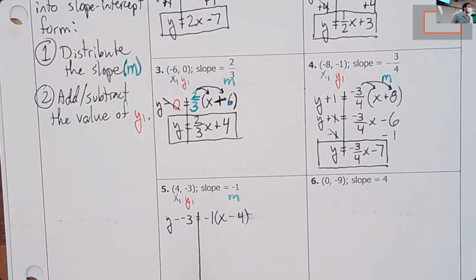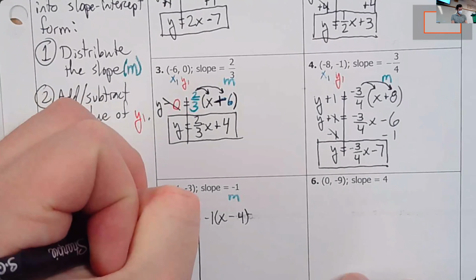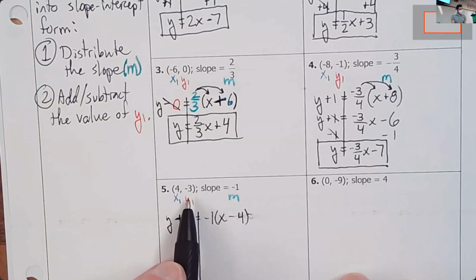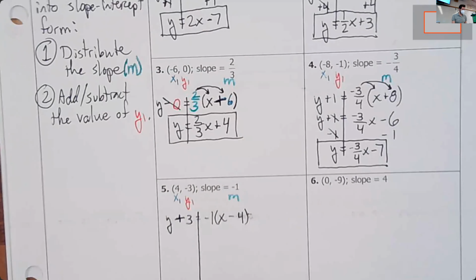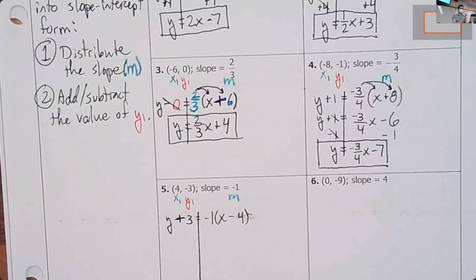What's that? +3? Yeah. The minus -3, because we had a negative value for our y1, we're going to turn the double negative into a plus. We're not changing the negative to a positive. It's still a negative. It's just the way it interacts with the minus, it becomes a plus. So now we can distribute.